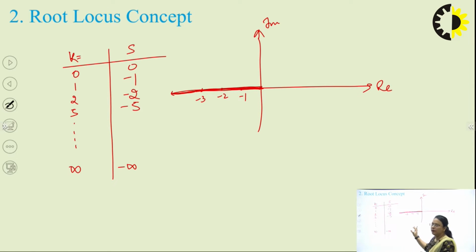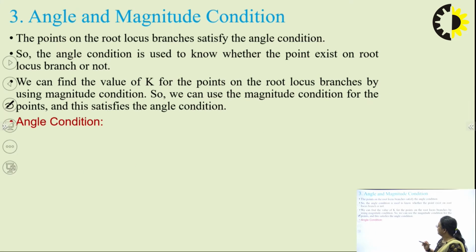I hope this is clear. So in this case, for this example, the whole negative real axis will be the root locus. Now coming to the angle and magnitude condition.